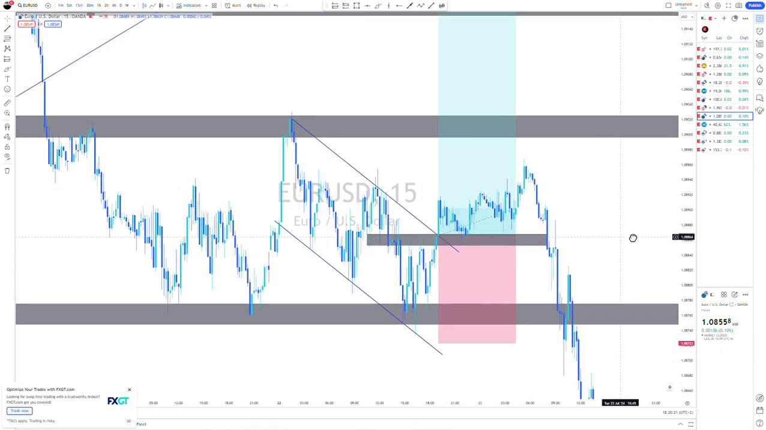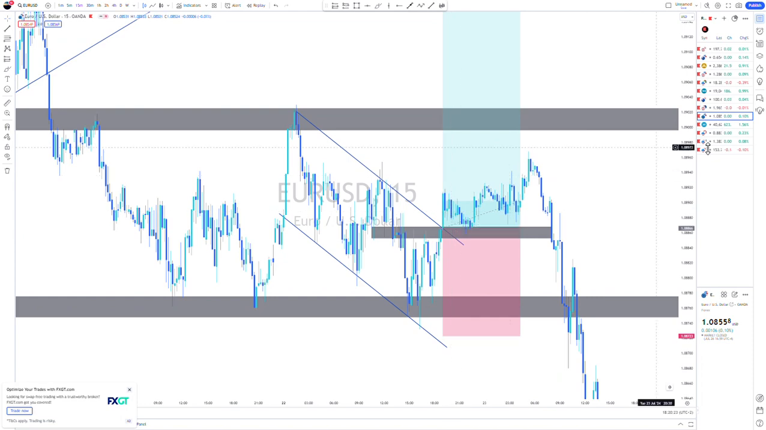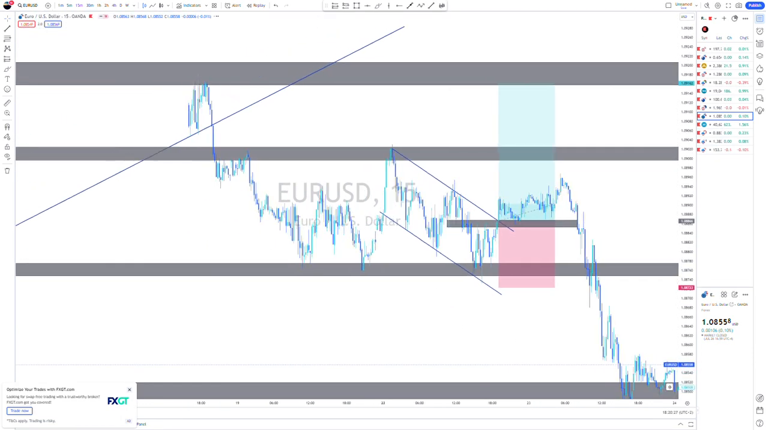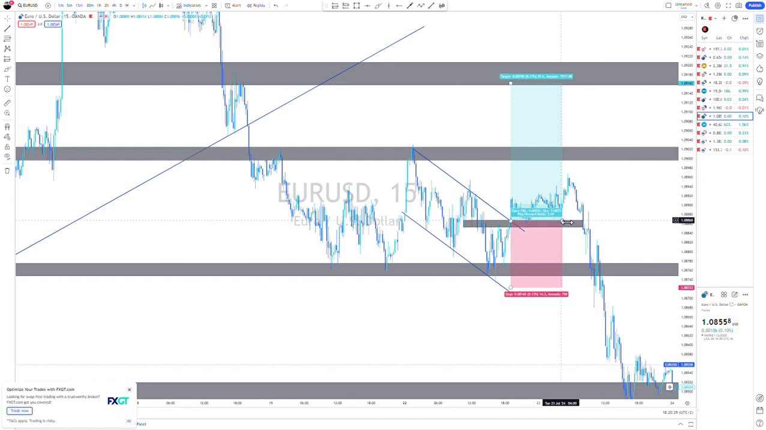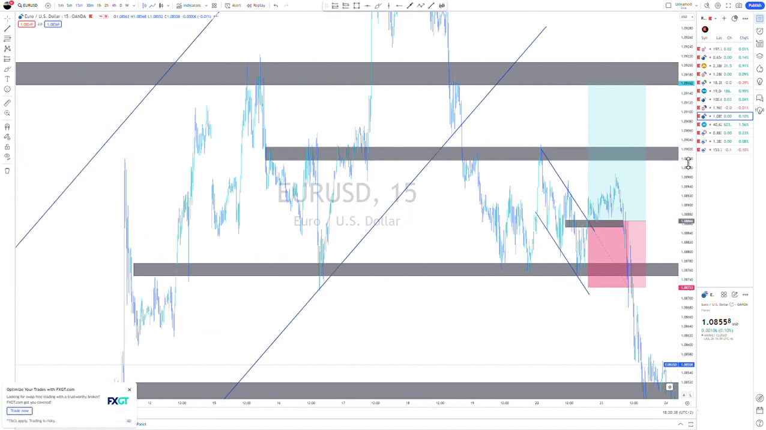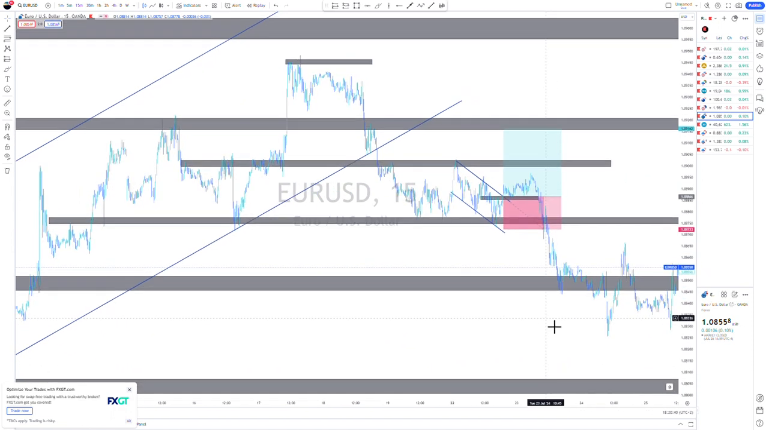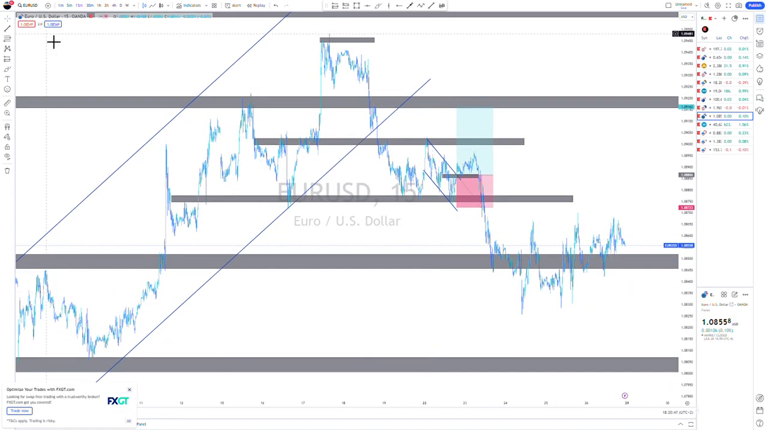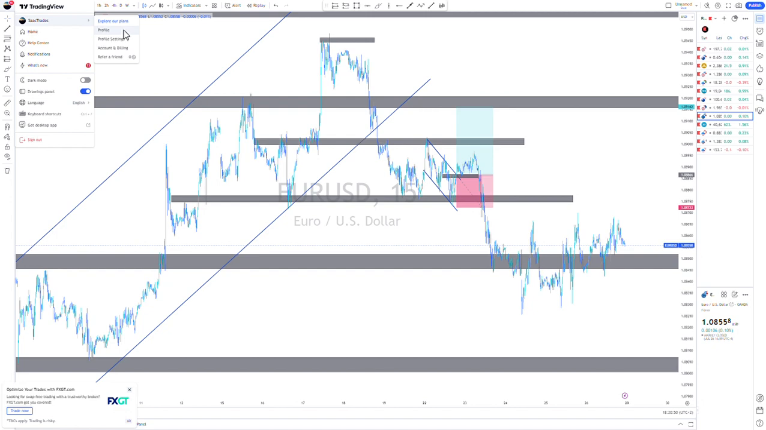So this broke structure, so I was anticipating that it was going to continue going to the upside, but unfortunately it hit stop loss. So far 4 trades, 2 winners, 2 losses, but it's still good. So this one actually, this was a break of structure and it continued going to the downside, so it was a loser, unfortunately. Let's go to the next one.